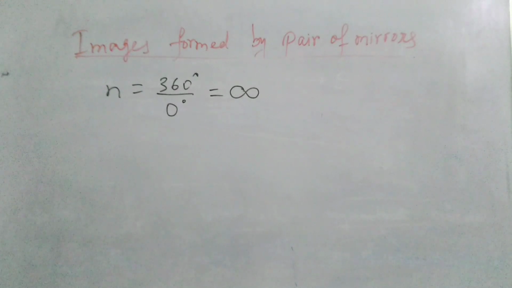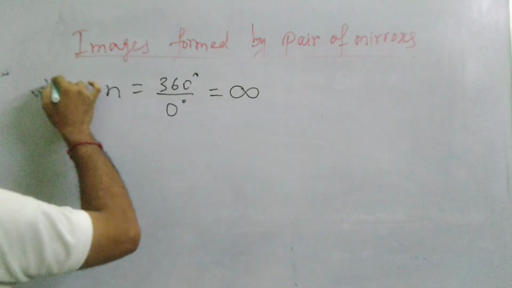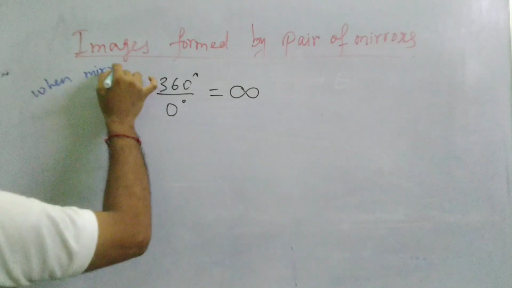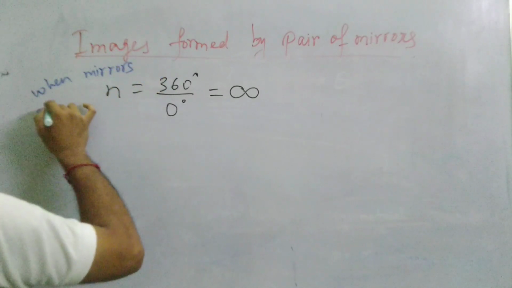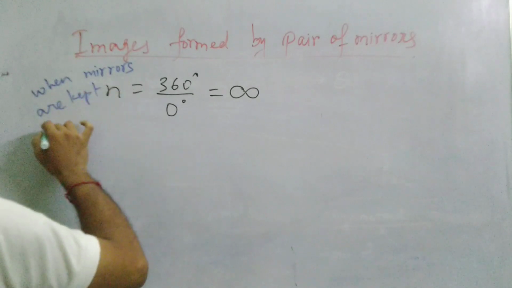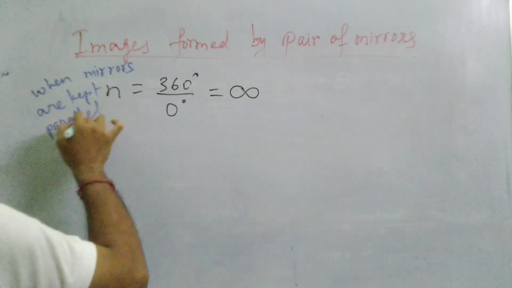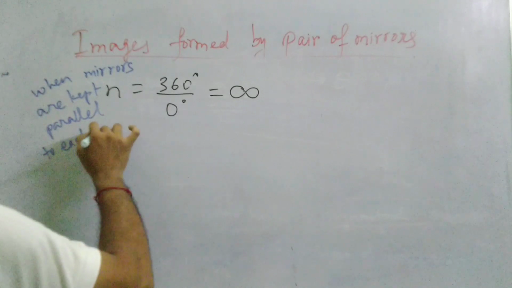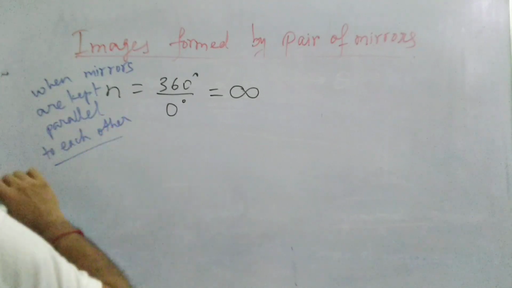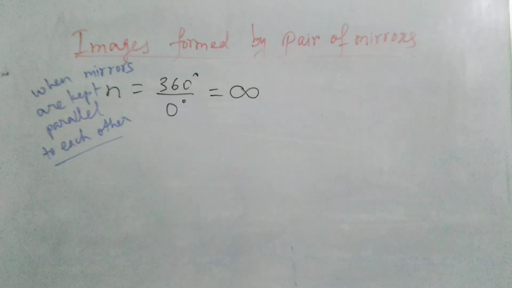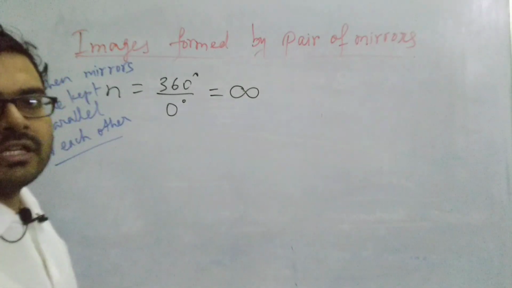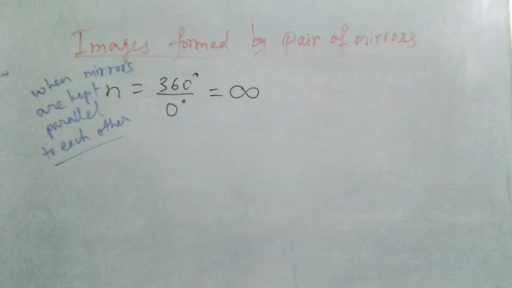So this is the case when mirrors are kept parallel to each other, then n equals infinite. Actually you will get an infinite number of images, and that is what you see in the barber shop or in the salon. There are two mirrors kept face to face, facing each other, and those two mirrors are basically parallel to each other. So you get infinite images.